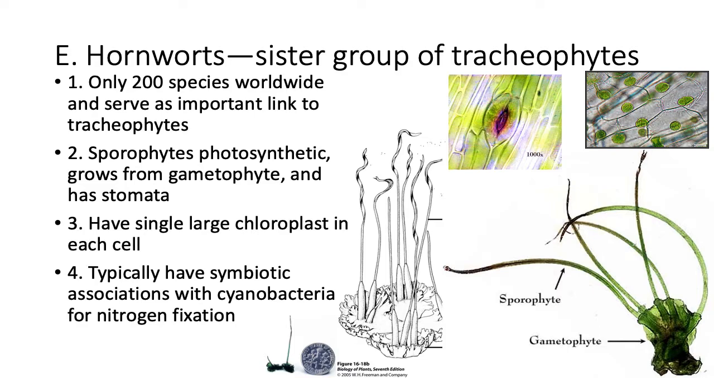They also have a single large chloroplast in each cell, which is why they think hornworts are a sister group of tracheophytes. We see the chloroplast in each cell. We see a stomata, and you can see that it has guard cells. A lot of times hornworts will form a symbiotic relationship with cyanobacteria for nitrogen fixation. And just to give you a scale reference of how big these hornworts really are, there's a dime and there's the hornwort. So they're small.